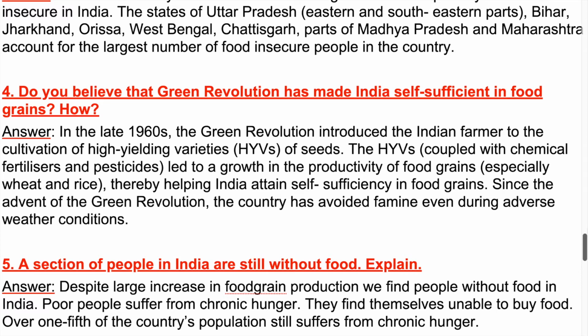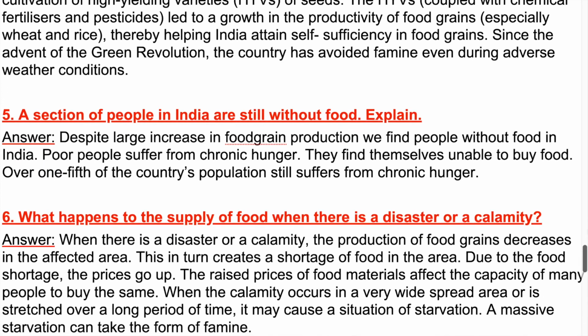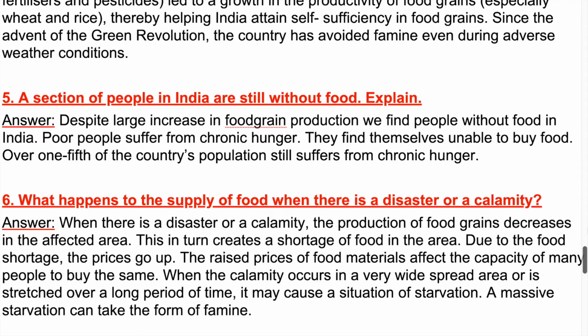5. A section of people in India are still without food. Explain. Answer. Despite large increase in food grain production, we find people without food in India. Poor people suffer from chronic hunger. They find themselves unable to buy food. Over 1/5 of the country's population still suffers from chronic hunger.